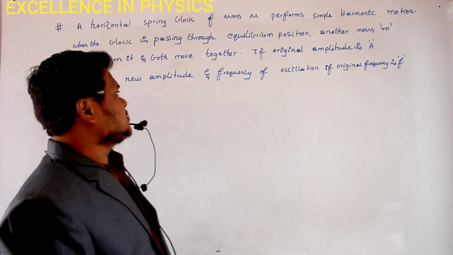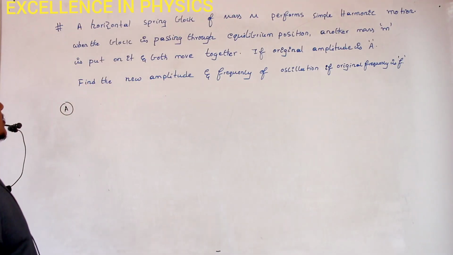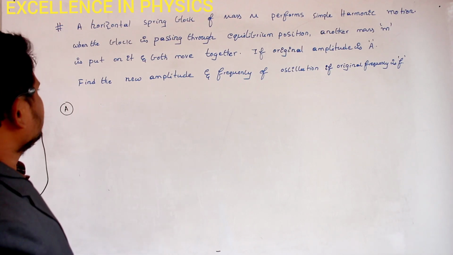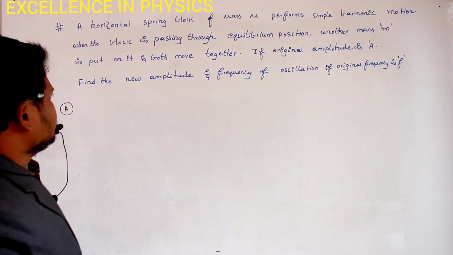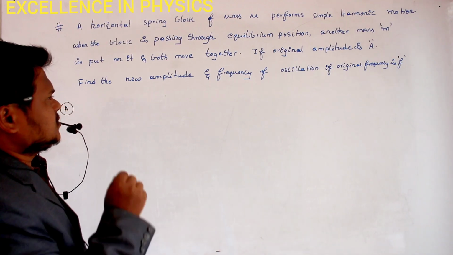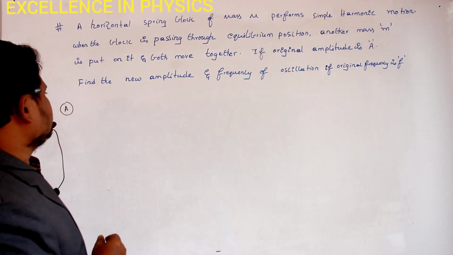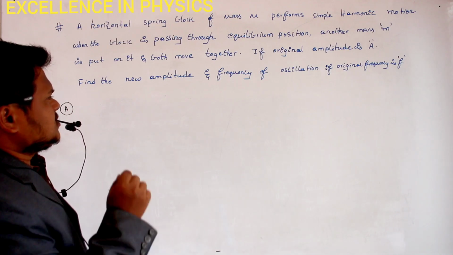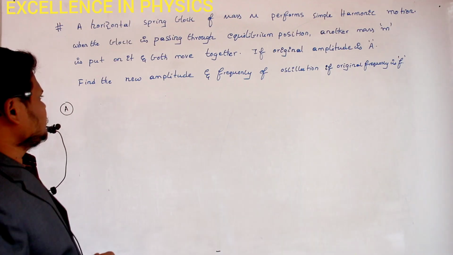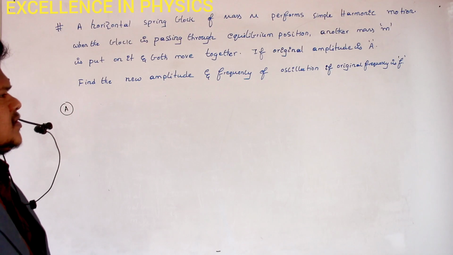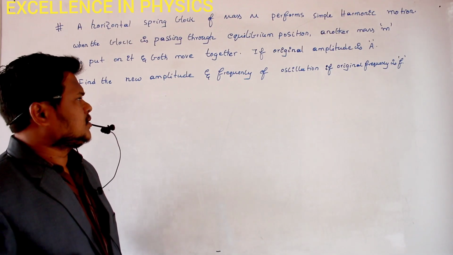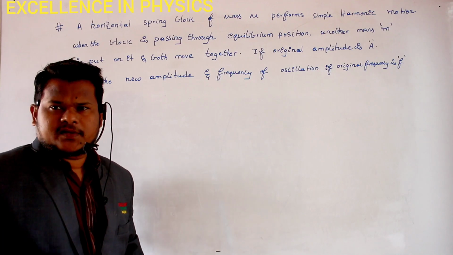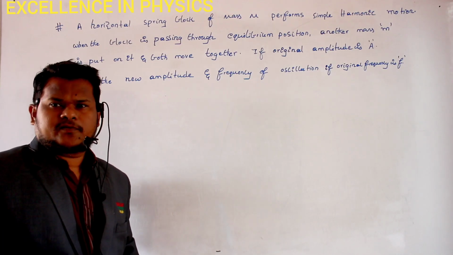Now let us see this question. A horizontal spring block of mass M performs a simple harmonic motion. When the block is passing through the equilibrium position, another mass small m is put on it and both move together. If the original amplitude is A, then find the new amplitude and frequency of oscillation if the original frequency is f. So this is what we are supposed to find out.